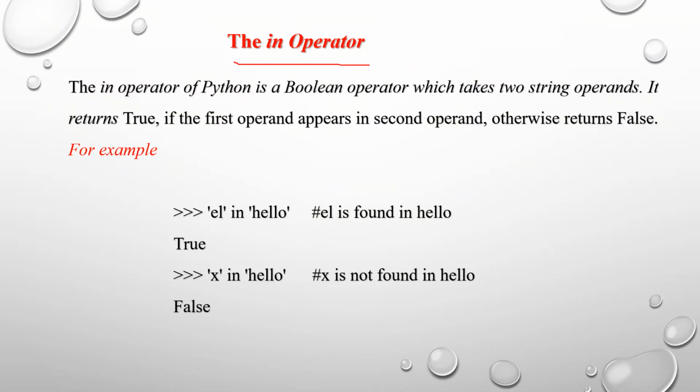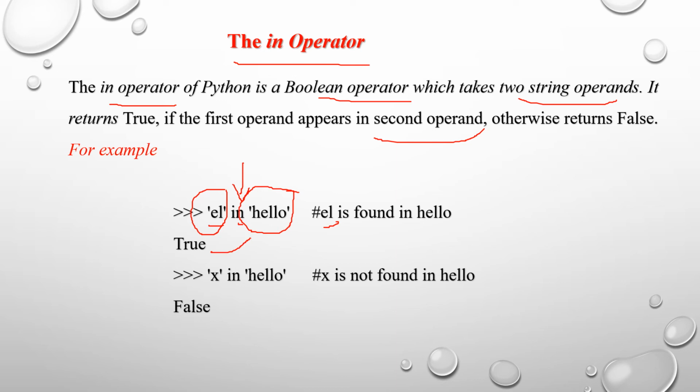The in operator on strings. The in operator of Python is a Boolean operator which takes two string operands. It returns true if the first operand appears in the second operand, otherwise it returns false. For example, "el" in "hello": el is the first operand and the second operand is hello. Here el is found in hello.